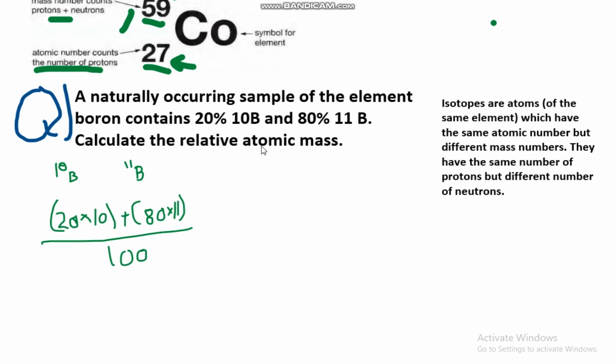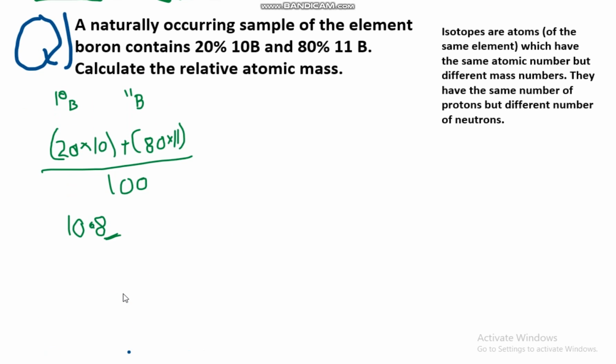I'll explain this: this 20% would be multiplied by the mass number like this for the first atom, and then we sample, and then we'll have 80% multiplied by 11 of a sample, but we are finding it in a smaller form, so we'll divide it by 100, and our answer would be about 10.8, which is the proper, or should we say the perfect, relative atomic mass of the boron sample which we got.